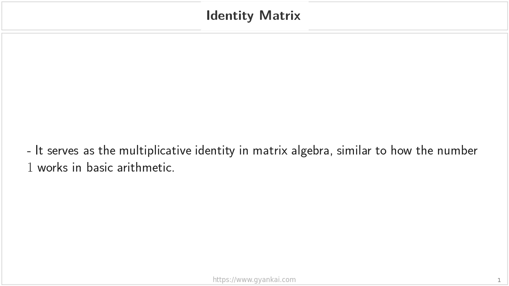Think about the number 1. In basic math, the number 1 is the multiplicative identity because any number multiplied by 1 remains unchanged. For instance, if you multiply 5 by 1, the result is still 5. The identity matrix performs this exact same role, but for matrices. It is essentially the matrix version of the number 1.